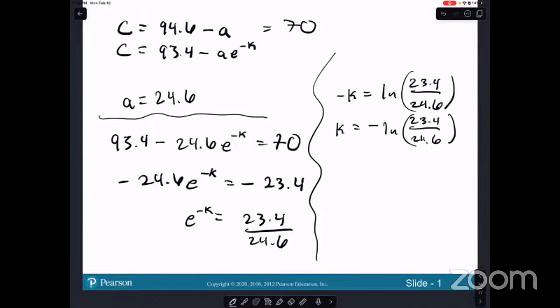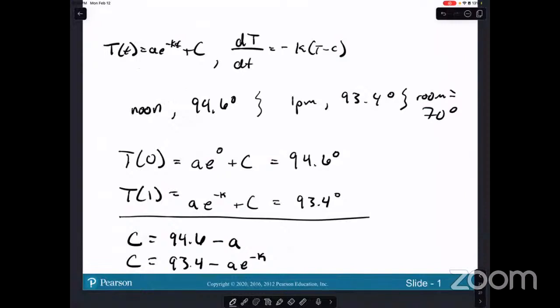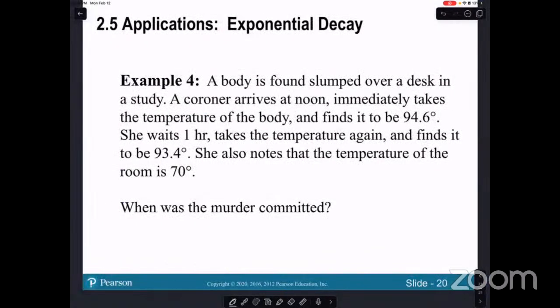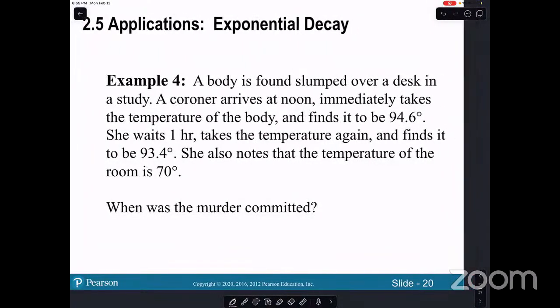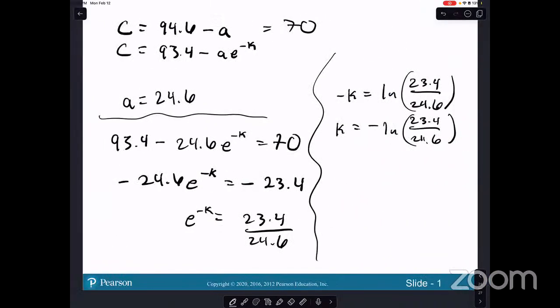So then if this is our K, right, we're trying to find out when, I think we need another piece of information, like the standard temperature of the human body. I think it's like 96. Let me see. I think that's the other piece of information. A body is found slumped over this. Yeah, I think the temperature of the human body is generally like 96 degrees. I think we need that as well. I'm going to glance at the result. Yeah, we got all that.